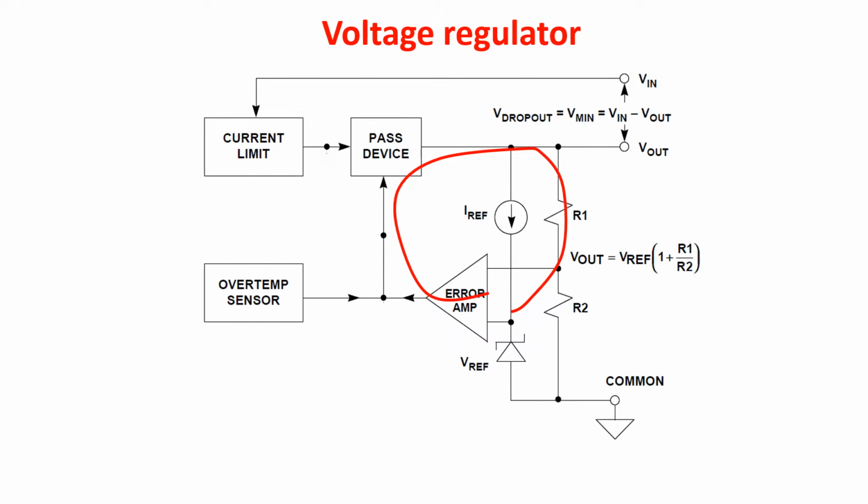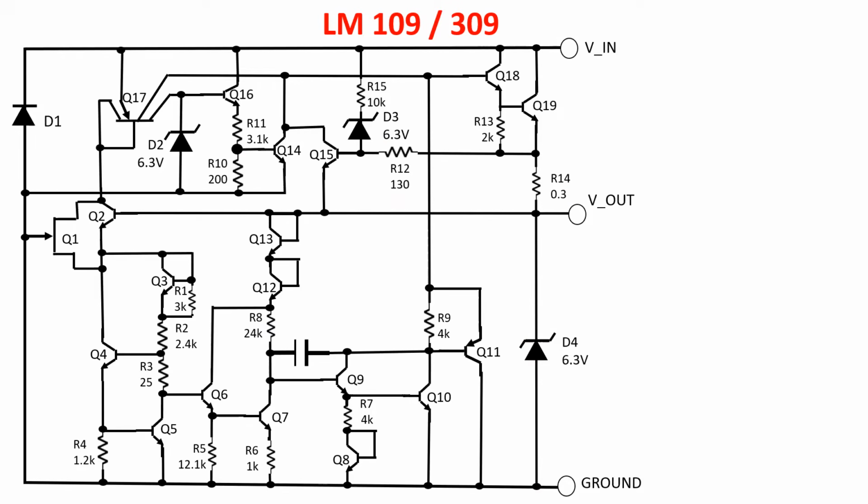Additionally, we have the current limit and the over-temperature sensor, which control the pass transistor when current or temperature are too high. Now let's see the schematic of the LM109. First, we recognize the output voltage reference. We see Vout is equal to VBE10 plus VBE9 plus R8 times I7 plus VBE12 and VBE13.